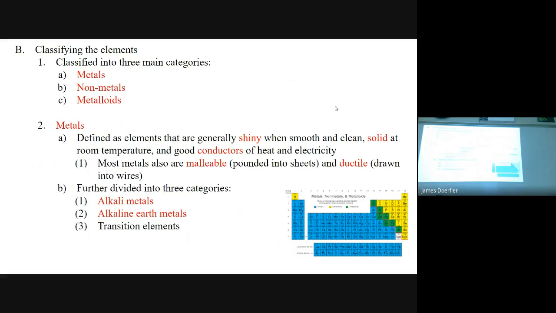And the metals are broken down even further into three categories. You have the alkali metals, alkaline earth metals, and transition elements. Alkali metals are those in group 1 with the exception of hydrogen. Hydrogen is not a metal. Starting with lithium, going all the way down to sodium, potassium, rubidium, cesium, and francium. If you're in group 1, your first column, those are the alkali metals. The neighbors to their right, group 2, are the alkaline earth metals. Beryllium, magnesium, calcium, strontium, barium, and radium.